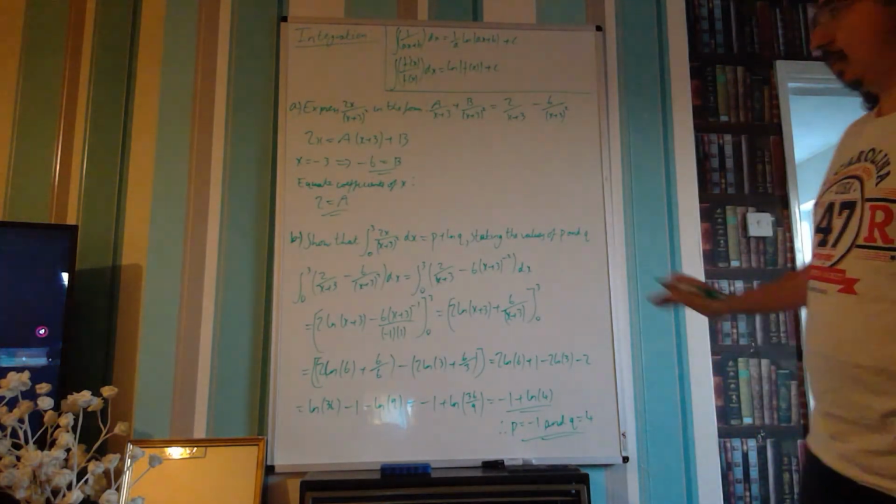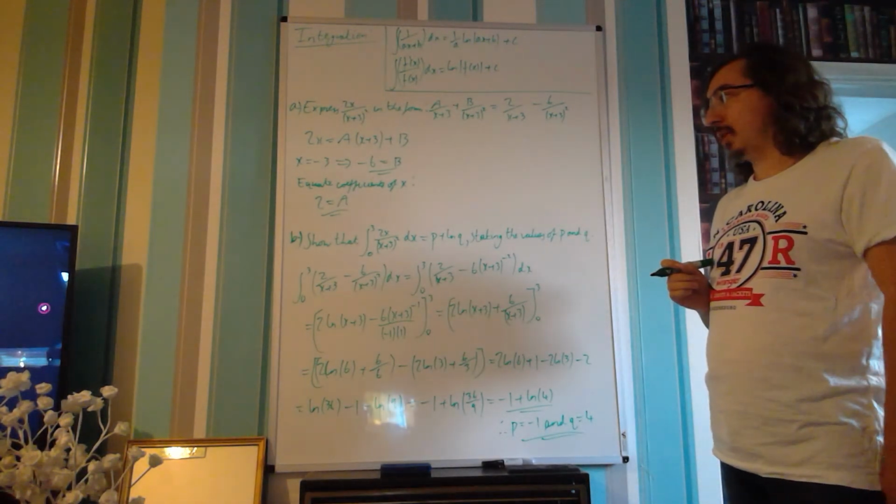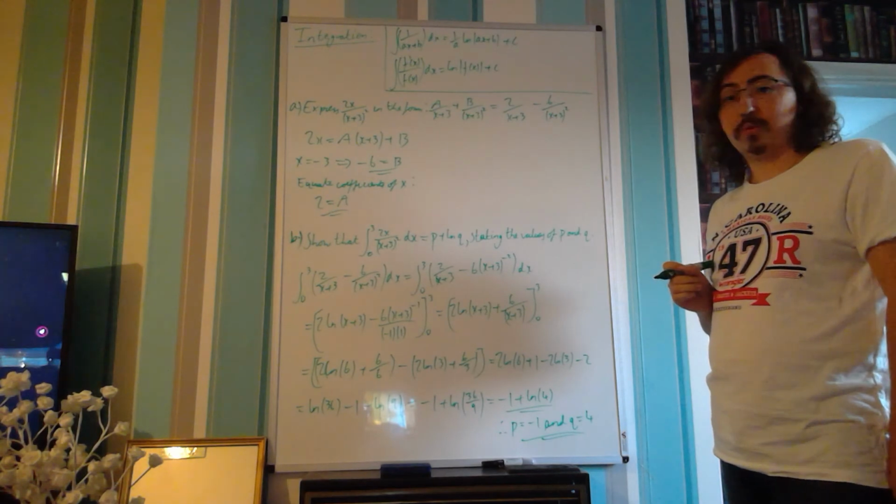And that is what we get for integrating 2x over (x + 3) squared between 0 and 3.